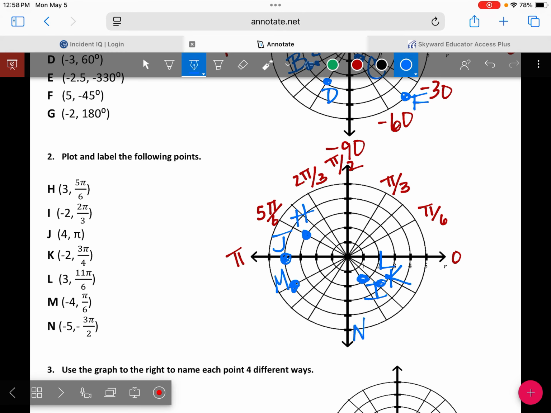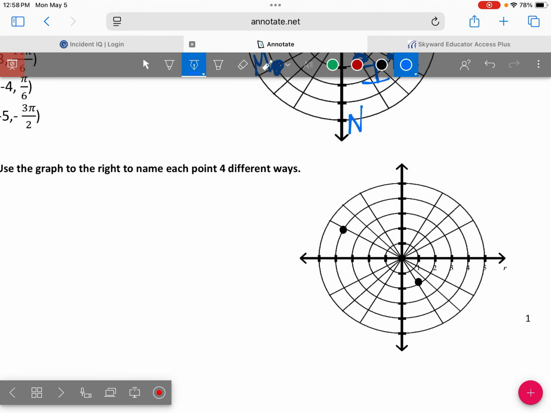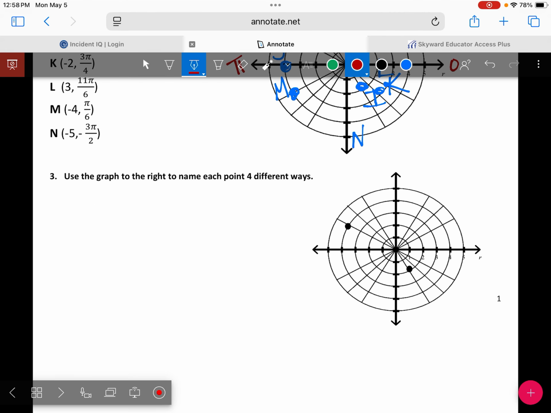Any questions about how to plot points? Okay. So now I want you to practice naming points. So I'm going to call this point A. Can somebody give me one name for that point? Yeah, what's our angle? 5 pi over 6. So, okay, 5 pi over 6. And then what's our radius? 4. Good.